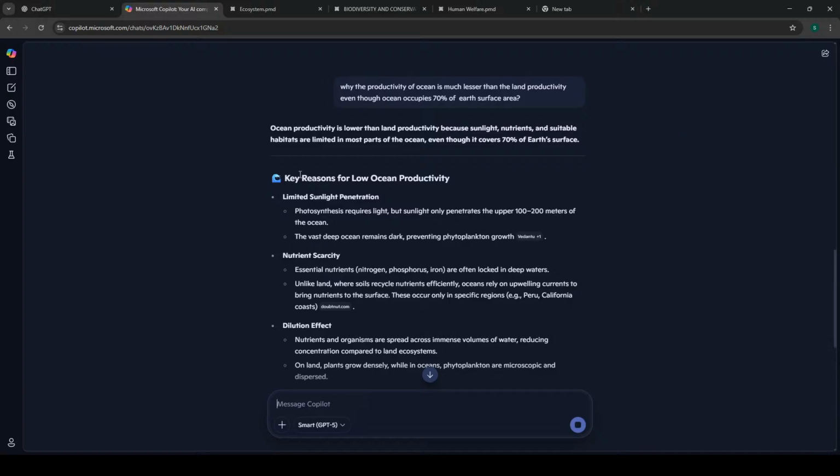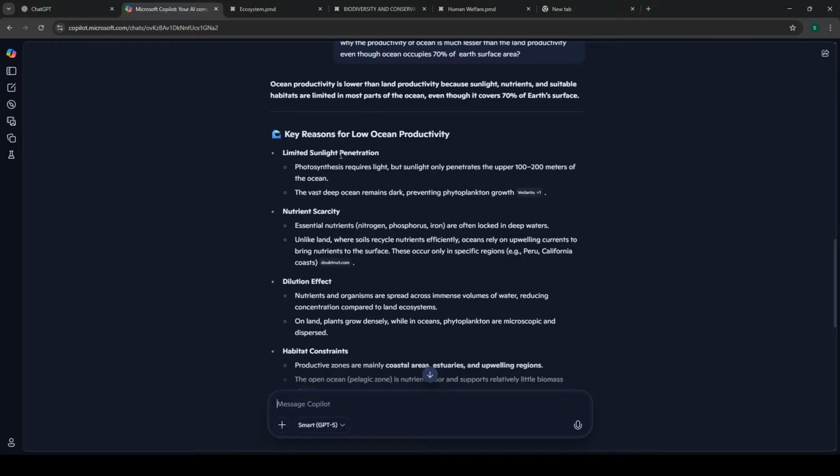Okay, they gave some specific reasons. Ocean productivity is lower than land productivity because the sunlight, nutrients, and suitable habitats are limited in most parts of the ocean, even though it covers 70% of the Earth's surface. In deep parts of the ocean, after a certain depth, almost no sunlight penetrates, meaning it will be pitch black. So not much sunlight goes into the depths of the ocean, and suitable habitats and nutrients are also not available.